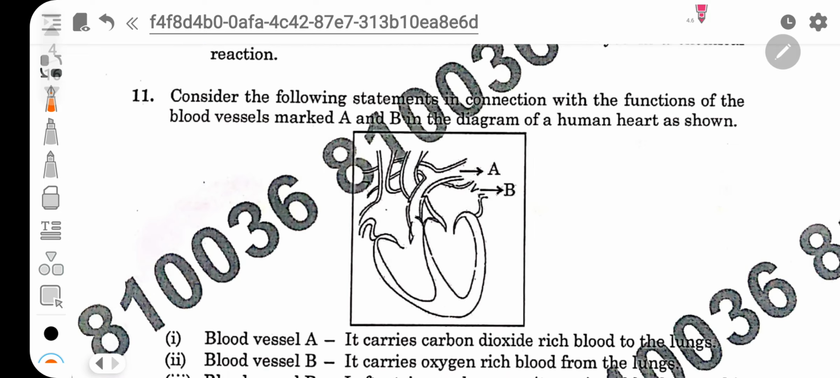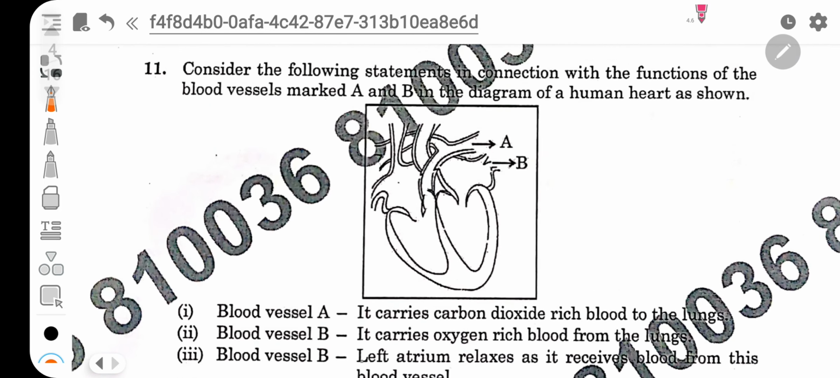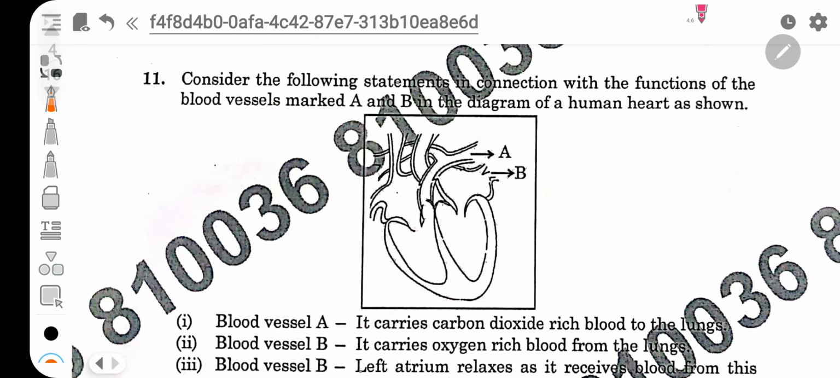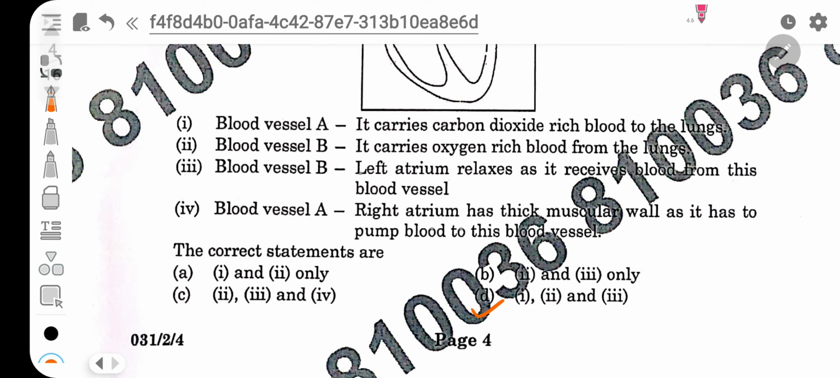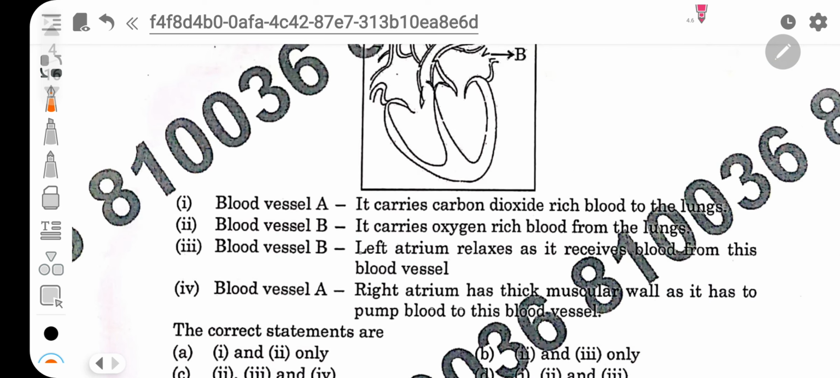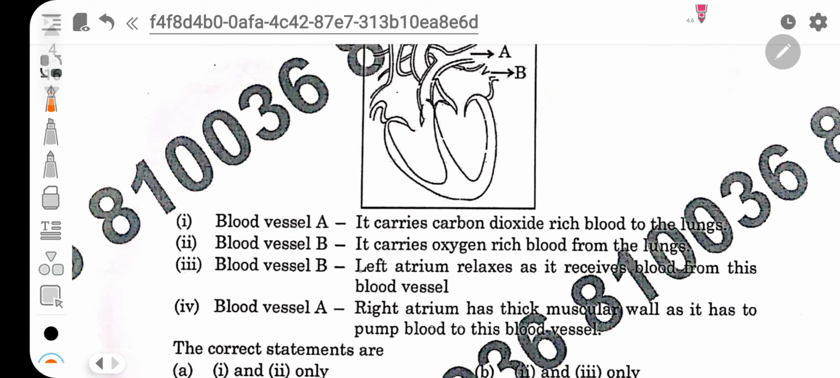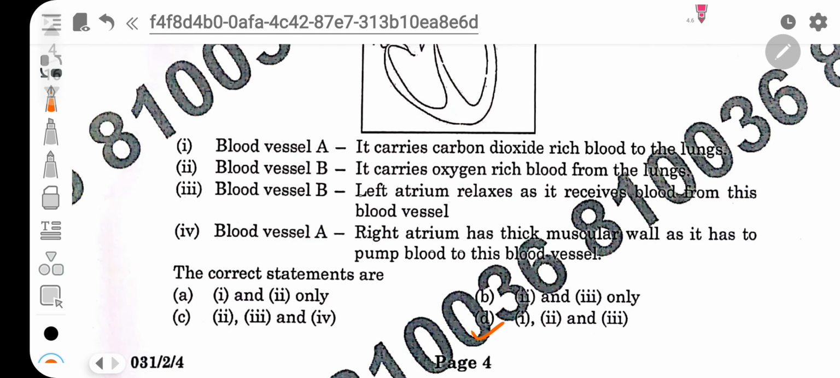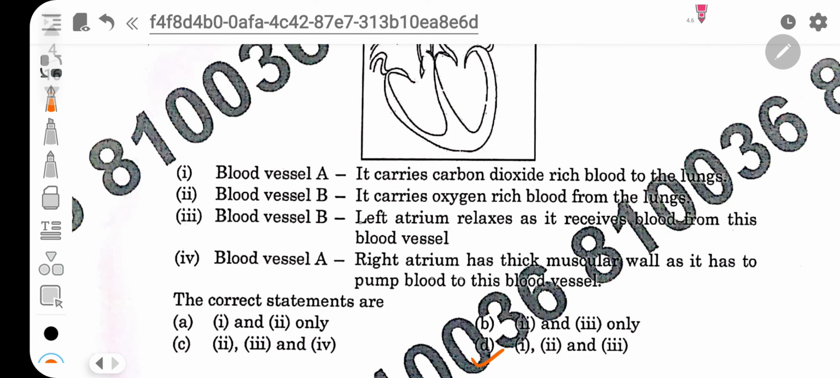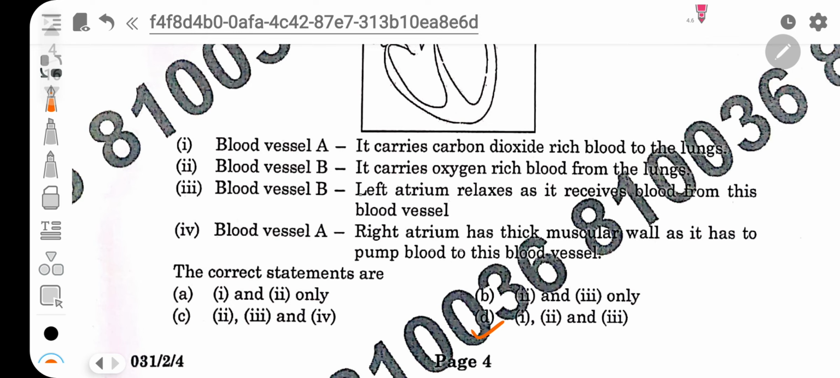Now question number 11. Question number 11 states: consider the following statements in connection with the function of the blood vessels marked A and B in the diagram of the human heart as shown. The answer will be D, because blood vessel A carries carbon dioxide rich blood to the lungs, so it is a pulmonary artery, and blood vessel B carries oxygen rich blood from the lungs, so it is a pulmonary vein. So the answer is D.